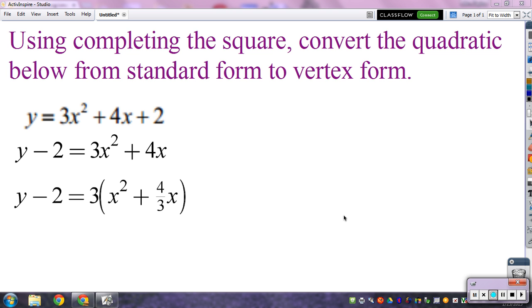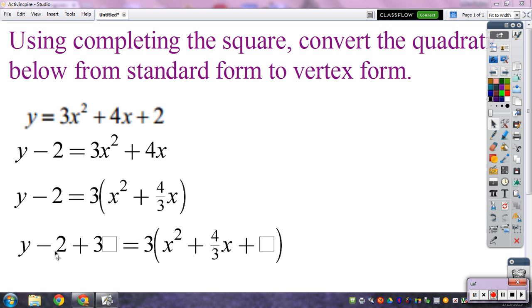And the thing I have to remember when I add my squares in on the left and the right side is that if I factor out this 3 here, when I put my square on the left side of the equal sign, I need to have that 3 there as well. And so when I add in my squares, it looks like this. I have y minus 2 plus 3, and then I have my box, equals 3 times x squared plus 4/3 x plus my box. And so from there I figure out what goes into the box by taking my b term that's here with this trinomial in parentheses and dividing it by 2.